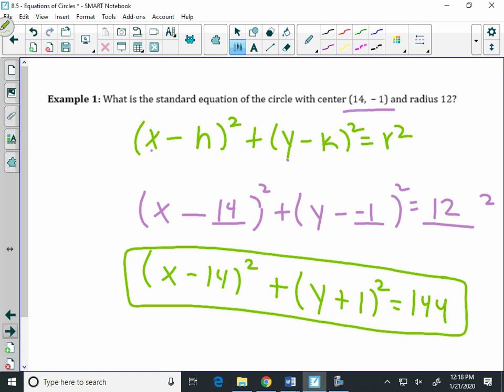The biggest thing I see is we forget to put the squares, and then we forget to actually square the radius. We'll just leave it as 12 squared. We won't actually square the radius. You have to actually square it. And you have to put the exponents. We forget to put our exponents there, and you have to remember to put them. Okay? Questions over that?